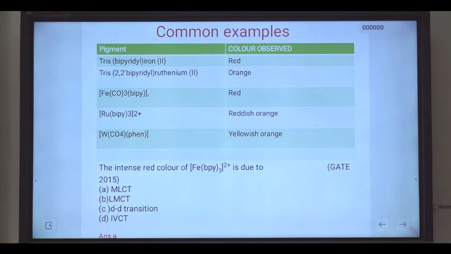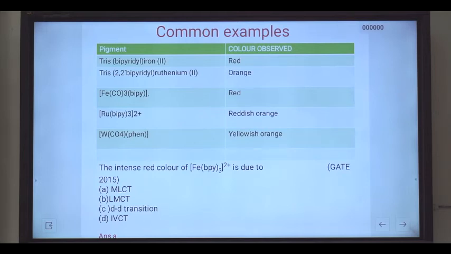First one is tris(bipyridyl)iron(II), which appears red in color. Next is tris(2,2'-bipyridyl)ruthenium(II), that is orange in color. Iron(CO)(bipyridyl)3, that is red in color. Ruthenium tris(bipyridyl) 2+, reddish orange in color. So these are all examples in which metal to ligand charge transfer takes place. So observing only the ligand, if the ligands are pi acceptors or specifically aromatic ligands, then only metal to ligand charge transfer occurs.